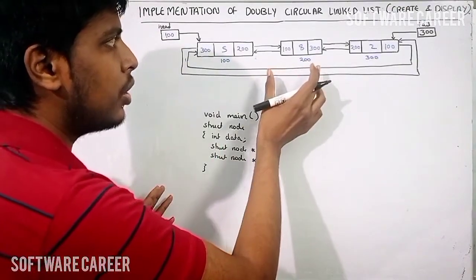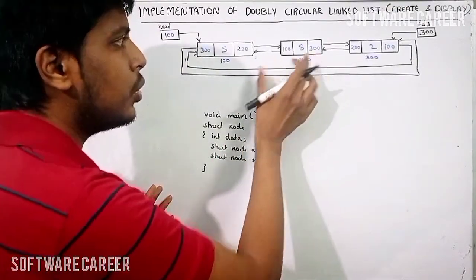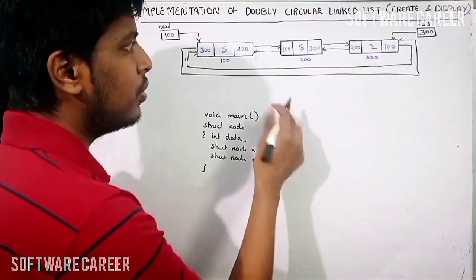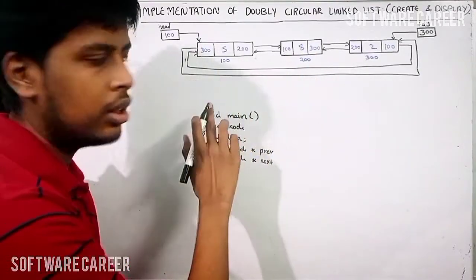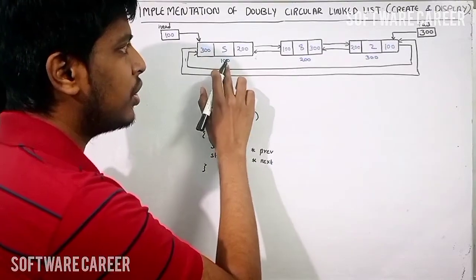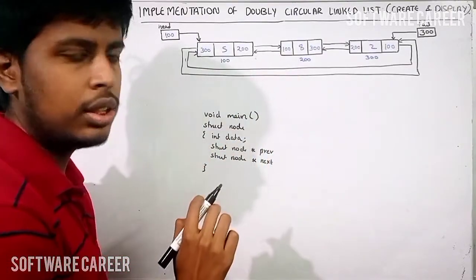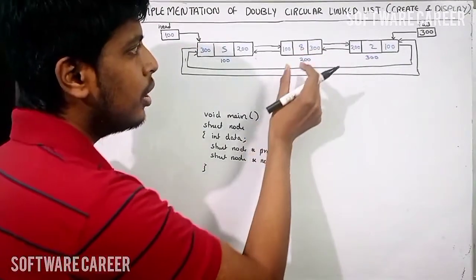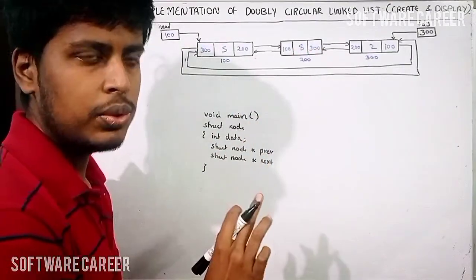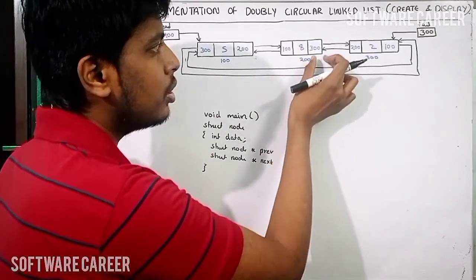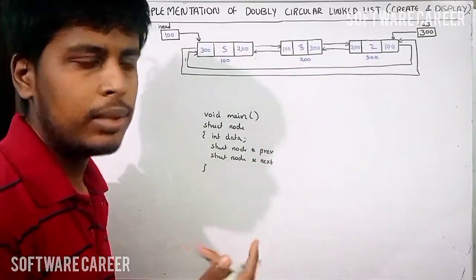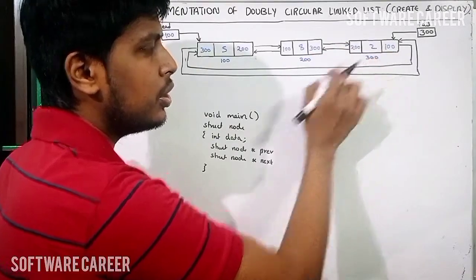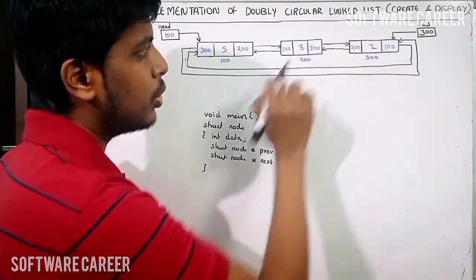But in this double circular linked list, each node contains three parts. The first part is the previous pointer, which stores the address of the previous node. See, 100 is the address of the previous node, so 100 gets stored over here. The middle part is called the data part. In this part, you can store the data value. I am storing 8. The third part is called the next pointer. In this pointer, you are storing the address of the next node. The address of the next node is 300, so I am storing 300 here.